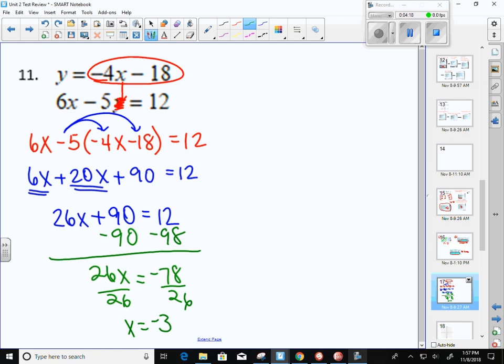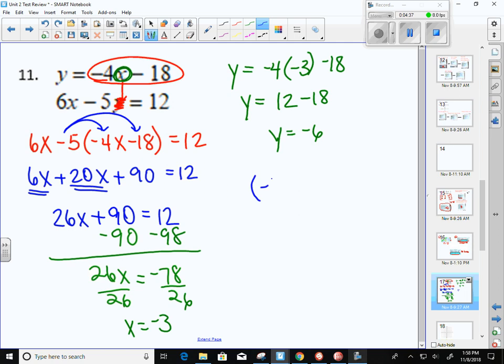Now that I know x, I can solve for y. So we know y is equal to -4 times whatever x is, which we found to be -3 minus 18. So -4 times -3 is 12. Subtract the 18, we get -6. So your final answer is -3, -6.